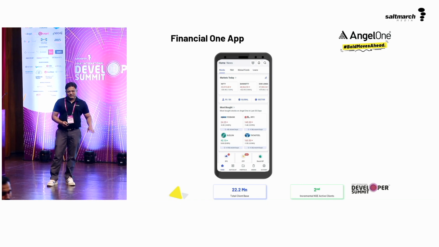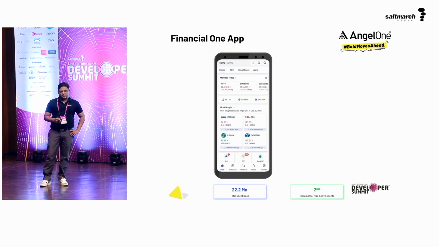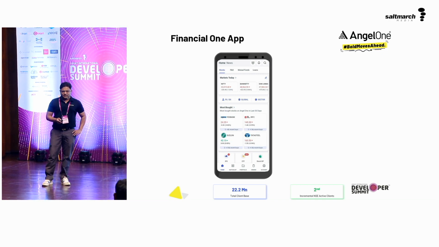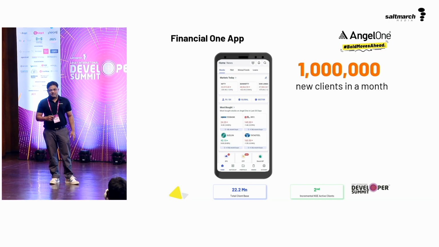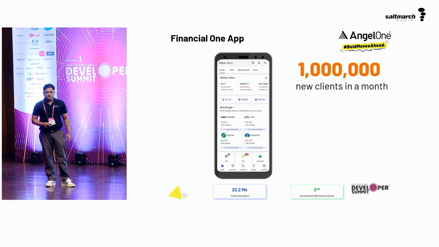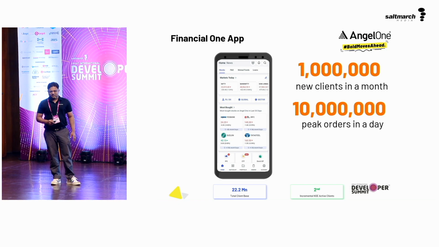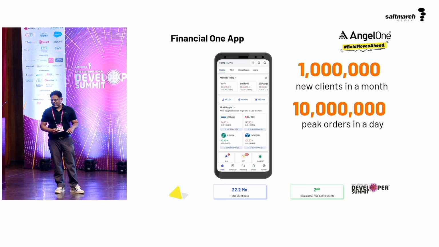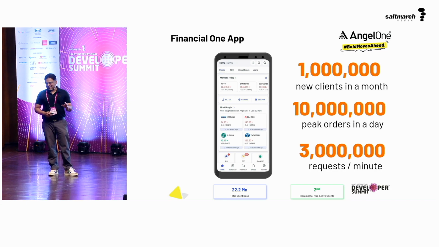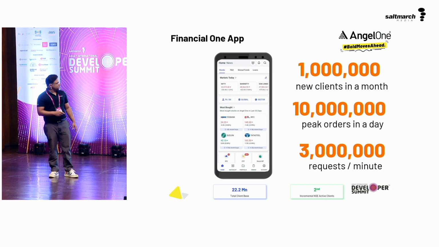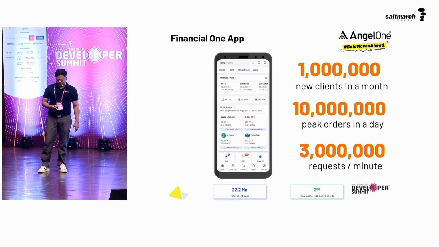We have about 22 million client bases, customer clients. We are second in terms of the number of active clients on NSE, the largest exchange in India. In terms of scale, we onboard 1 million customers every month. We touch about 10 million orders in a day, and our traffic at 9:14 is 0, and 9:15 is 3 million requests per second. So it's a pretty steep ramp. So today I'm just going to focus on equities trading and what goes in building such a system.